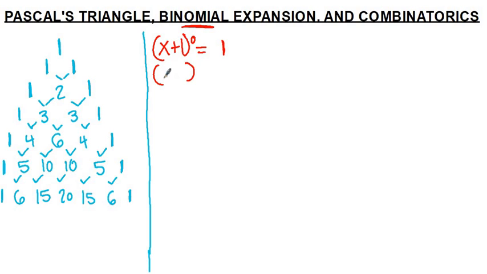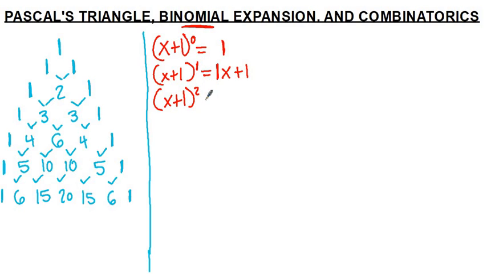Okay, then let's take x plus 1 and raise it to the first power. Anything to the first power is equal to itself. And I'm going to write that, even though it's a little stranger, as 1x plus 1. Obviously 1x is the same as x, but I think in a sec you'll see why I'm writing it that way.